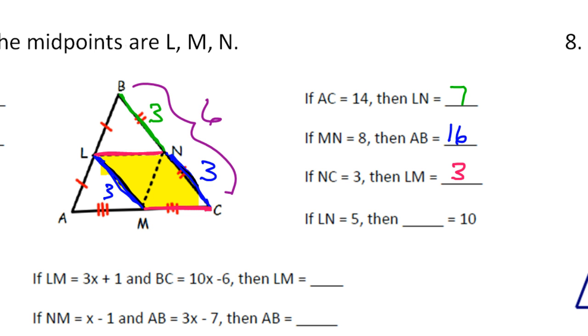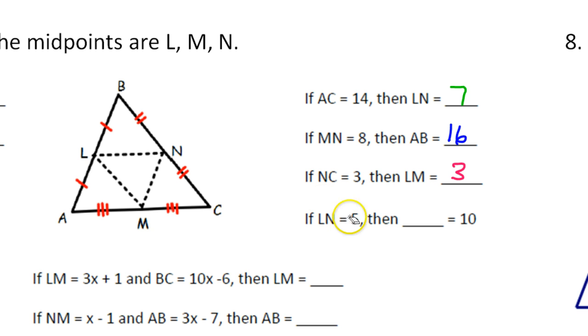Next one. If LN is 5, I think I already answered this accidentally. But if LN is 5, then what's going to be 10? That's an interesting way of putting it. But if LN is 5, then this is the thing that's going to be 10. That side of the triangle, and of course that's AC.